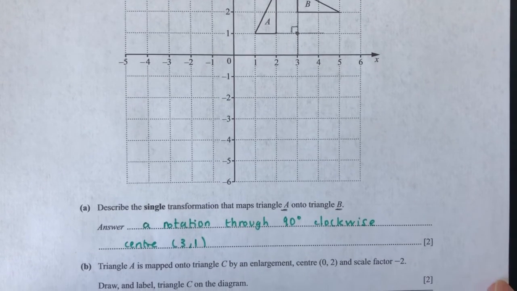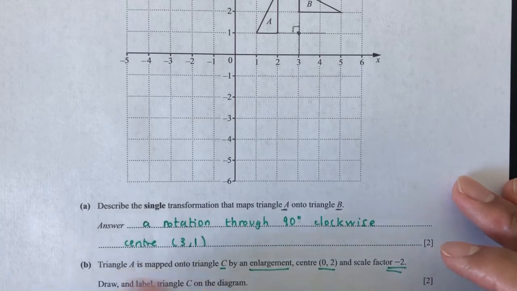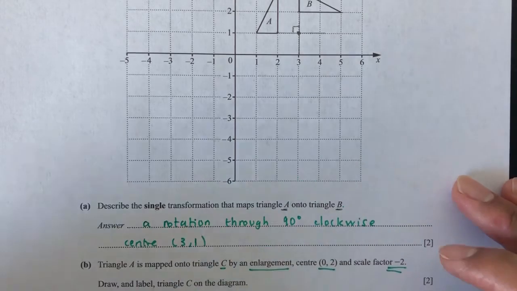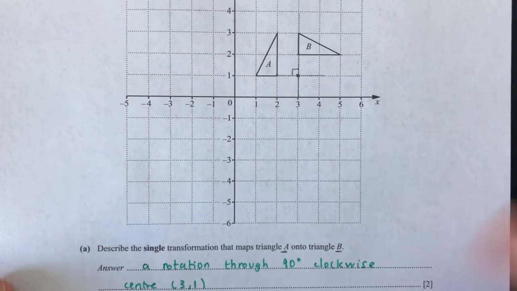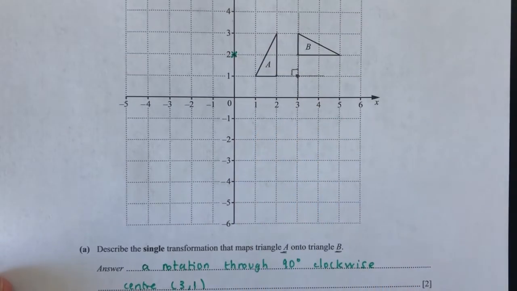So triangle A is mapped onto triangle C. So we have to draw the triangle C, I believe, by an enlargement, center O2, scale factor -2. Okay, so we know that the transformation that maps A onto C is an enlargement, center O2. So let's draw the center first. Center 0, 2, so 0, 2 will be here.